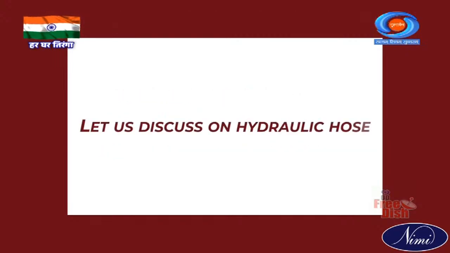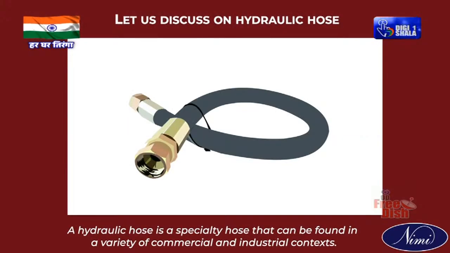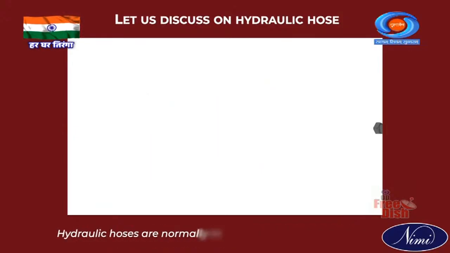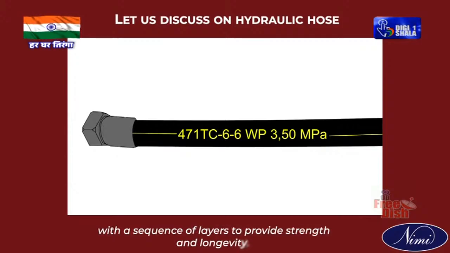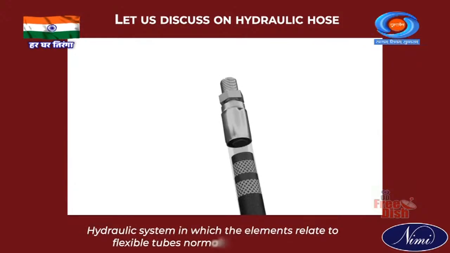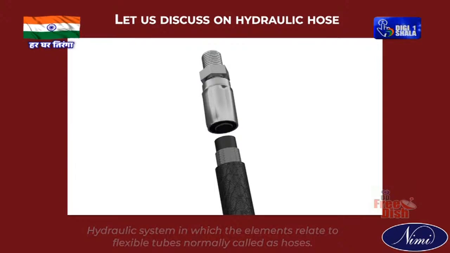Let us discuss hydraulic hose. A hydraulic hose is a specialty hose that can be found in a variety of commercial and industrial contexts. Hydraulic hoses are normally made of flexible rubber or wire with a sequence of layers to provide strength and longevity. In a hydraulic system, the elements related to flexible tubes are normally called hoses.